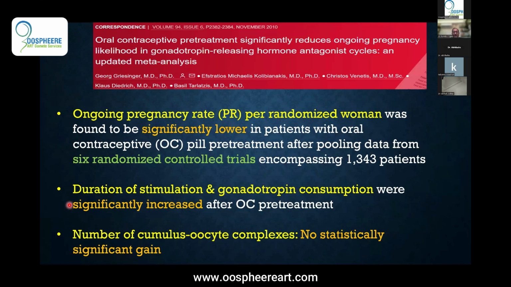So ongoing pregnancy rate per randomized woman was significantly lower. See, this was a paper by Dr. Griesinger in 2010, and that's actually what demotivated us from using oral contraceptive pills for IVF patients. He wrote that it was associated with a very low pregnancy rate, especially ongoing pregnancy rate, when you are giving OC pills before IVF. Even duration of stimulation and gonadotropin consumption is significantly more. Number of cumulus oocyte complexes, there was no statistically significant gain.